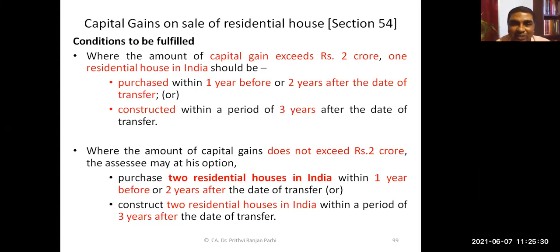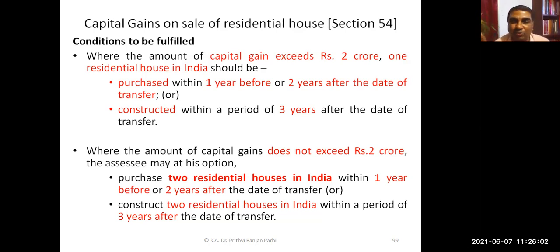Now, the second situation is that the capital gain does not exceed 2 crore. Suppose the capital gain is only 50 lakhs, so it is not exceeding 2 crore. Then what option is the assessee having? Where will you invest? The assessee may purchase two residential houses. Not that he can invest in only one house, he can invest in 2 houses if he wants. That means either 1 or 2.